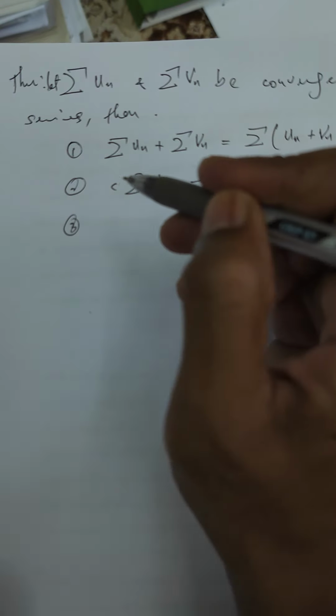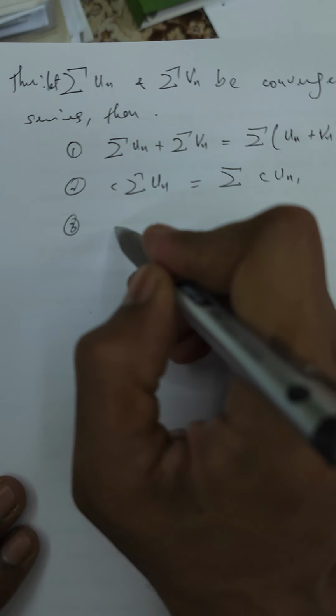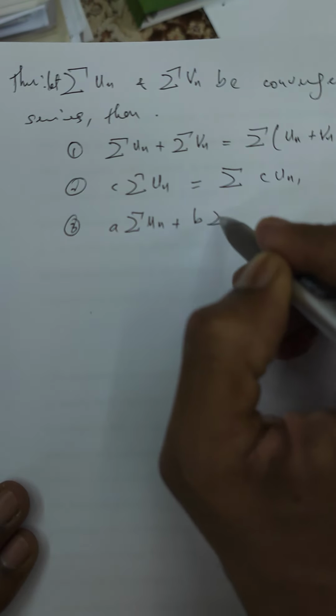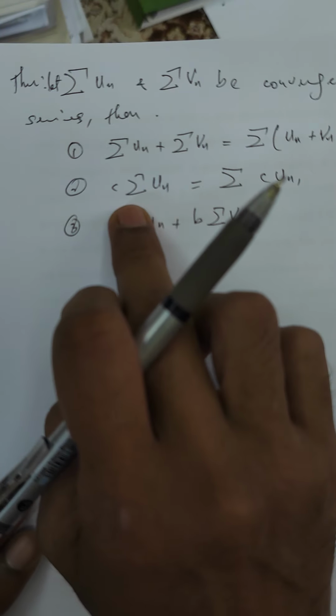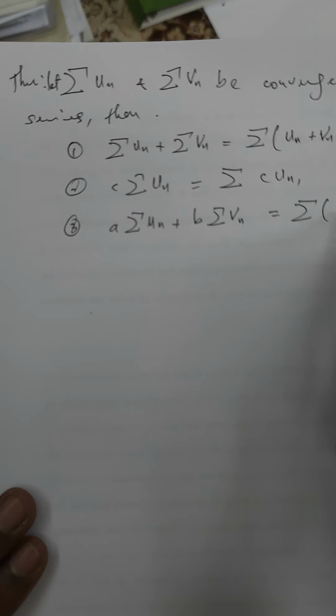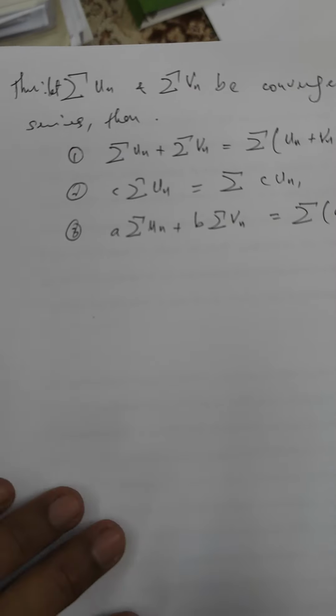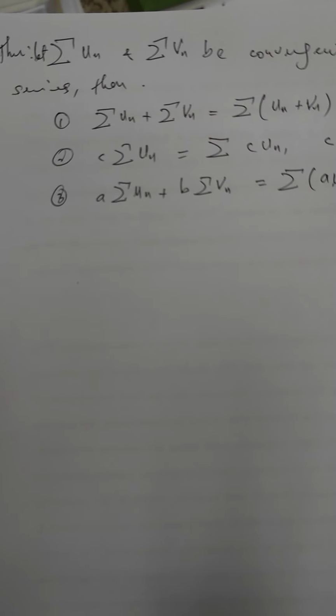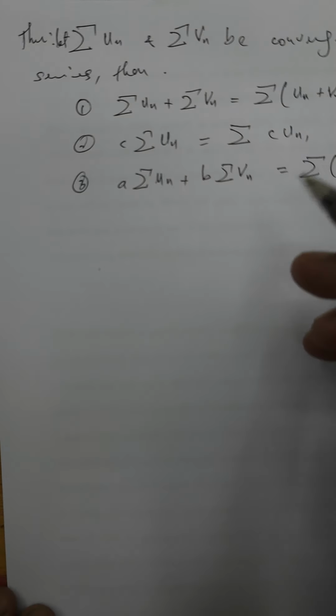And number three, we have the sum of a un plus b vn, an extension of those. This can be written as a times the sum of un plus b times the sum of vn. Alright, so let us prove this. I prove one of them, and the rest you try as an exercise. It's not that difficult.